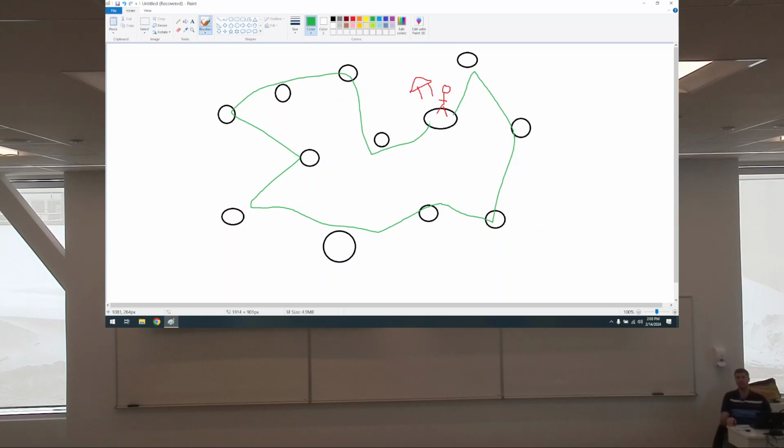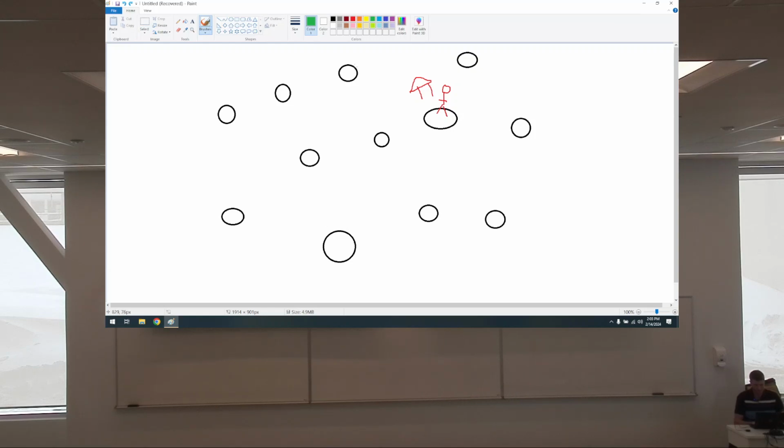But the question is, what's the best path, right? This is an example of 12 cities, and humans are usually pretty good at looking at the spatial stuff and being like, that's pretty good. But maybe this is the best path, right? I don't know. Maybe it should go like this.